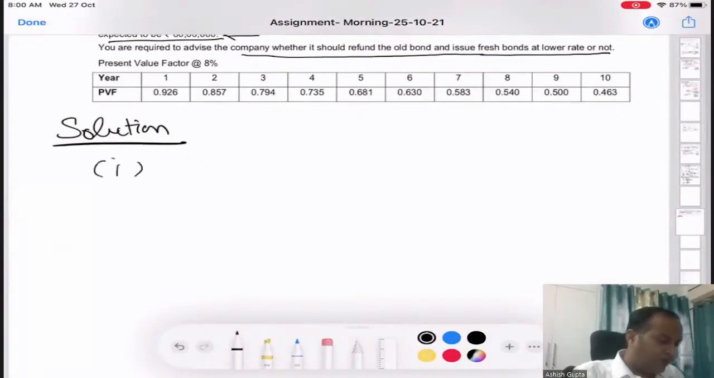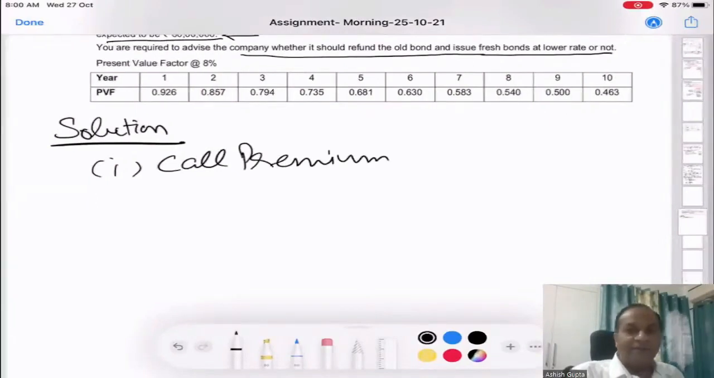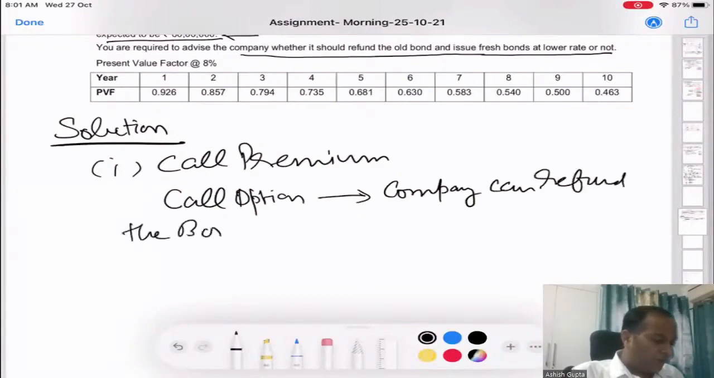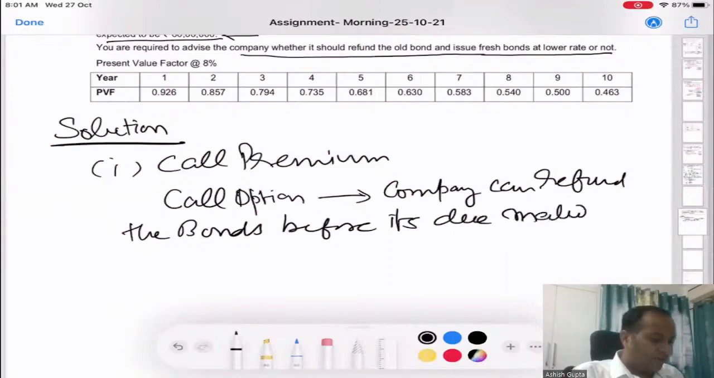So first of all, what is this call premium? Basically, dear, as I told you, the company has a call option, a call provision. According to this option, the company can refund the bonds before their due maturity period.